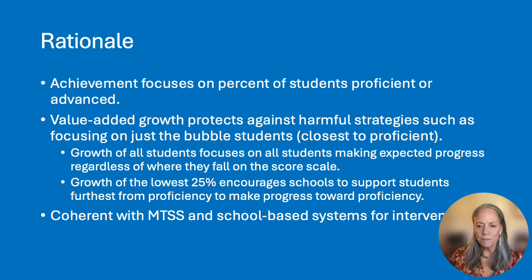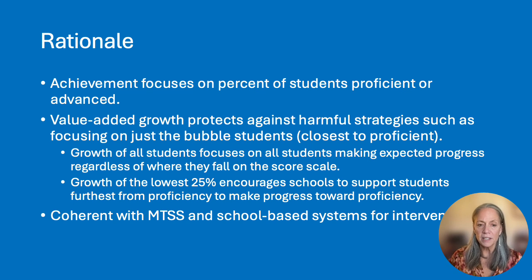There's a rationale for having an indicator that focuses on the lowest 25% of students based on their achievement. Right now we have achievement in the new accountability formula that focuses on the percent of students proficient or advanced. So there needs to be something that incentivizes the movement of the students who are at the very bottom. The value-added growth that we use for this indicator protects against harmful strategies such as focusing on just the bubble students, the kids who are closest to proficient.